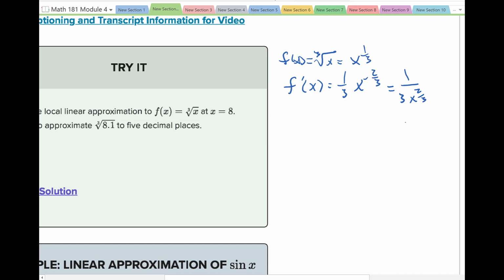So let's put in our formula. Our cube root of 8.1 would be approximated by the cube root of 8, which we can easily find, plus 1/3 times 8 to the 2/3 times 8.1 minus 8.